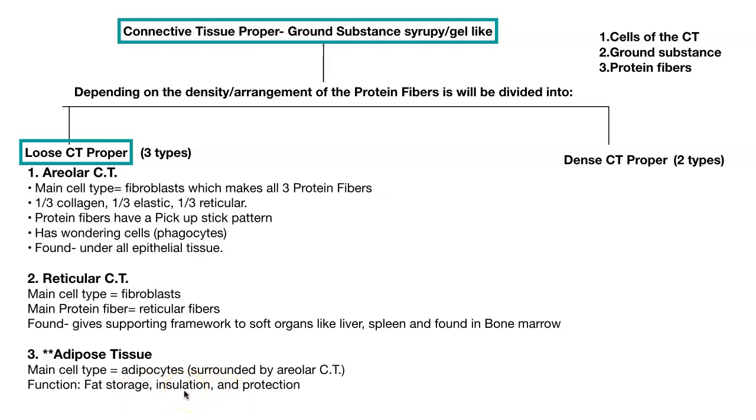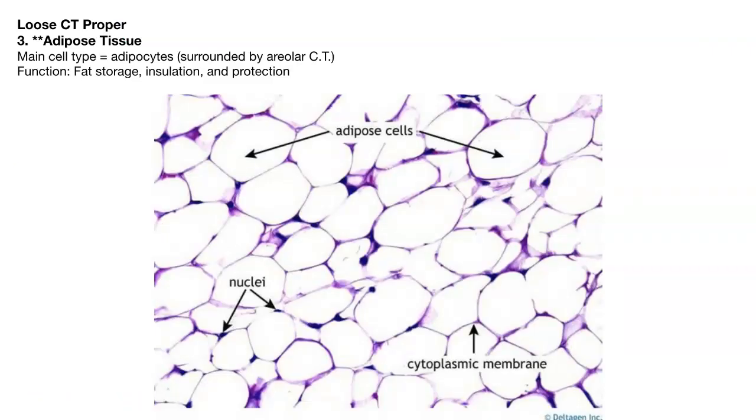Insulation, just keep things warmer, and protection. Some of our organs are going to have fat wrapped around them to protect them. So let's look at adipose tissue.